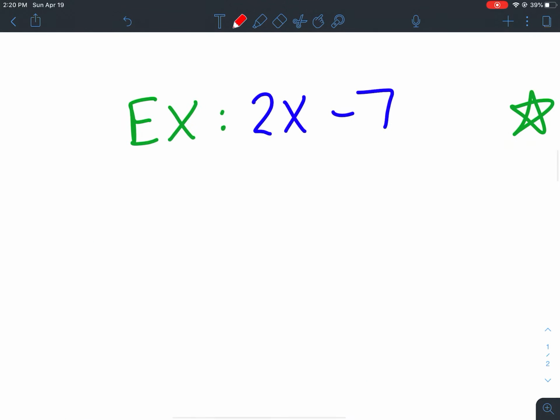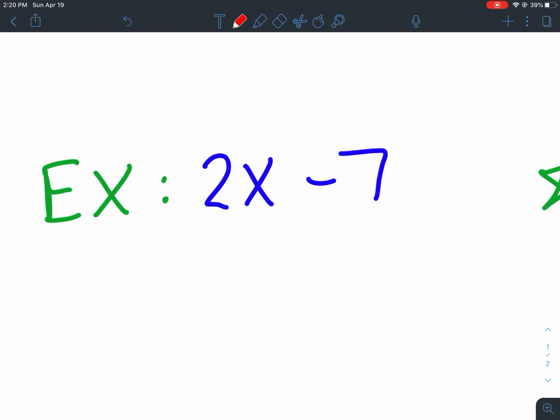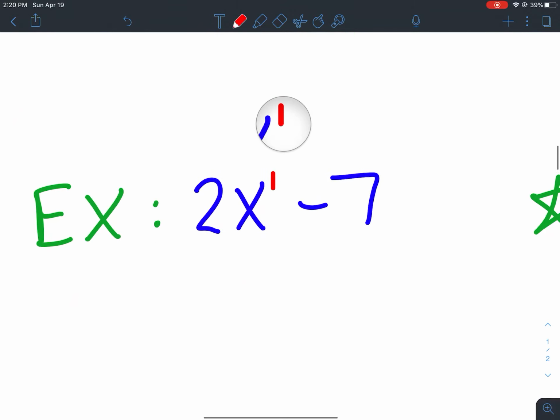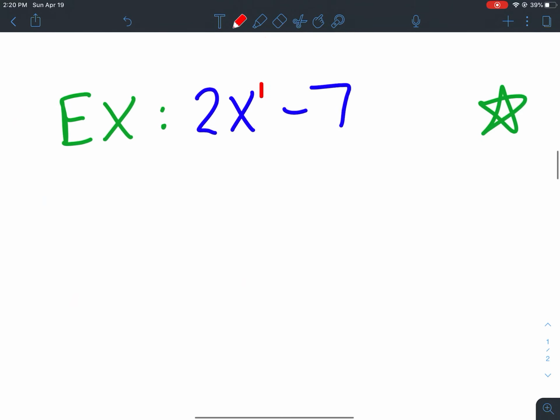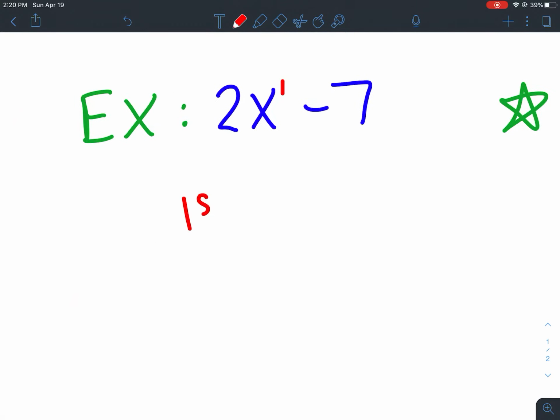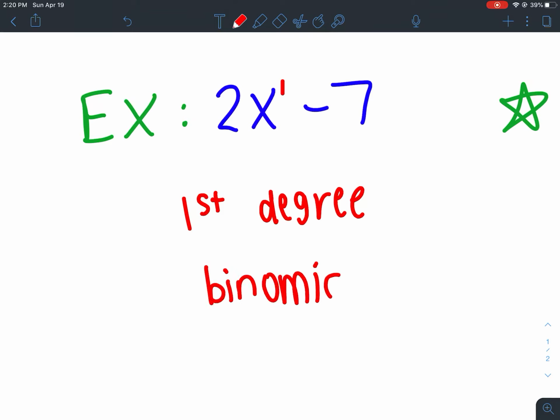In our second example, the highest exponent here, now don't get tripped up. Remember, if the exponent isn't written, what's really there? There's really a 1 there as our exponent. So the highest exponent that I see is a 1. So this is a first degree. And how many terms are there? There's 2 terms. So this is a first degree binomial.